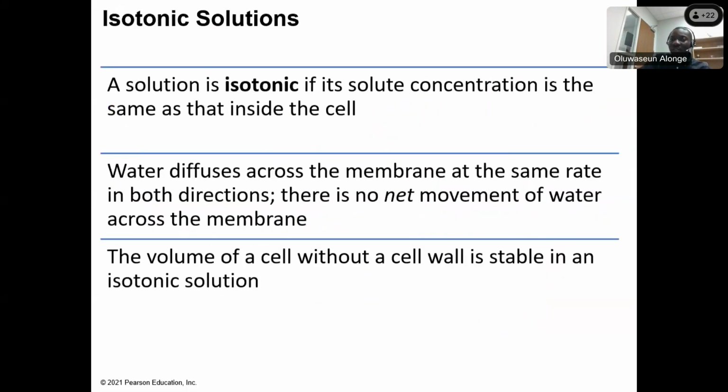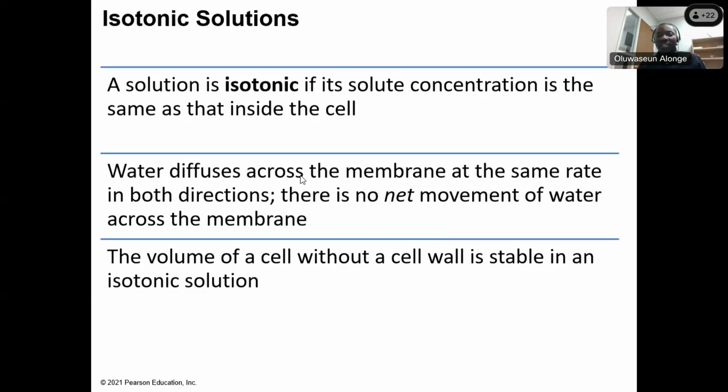Now look at this. A solution is isotonic if its solute concentration is the same as that inside the cell. So think about it. Some of you that work in the hospital, when you want to give somebody a drip, what do you give the person? You give the person normal saline, and normal saline is about 0.9% salt solution. Now, when you put that in my system, my red blood cell is going to be fine, because that is what the environment is. That is an isotonic solution.